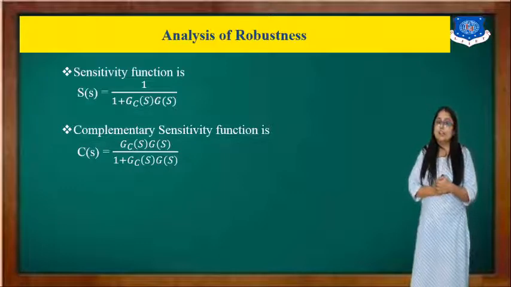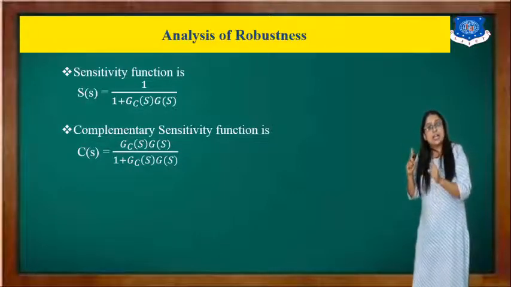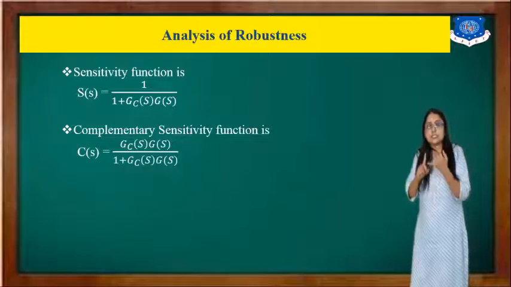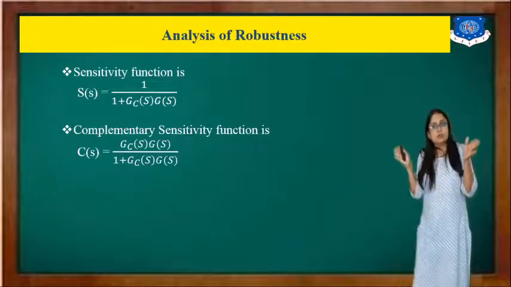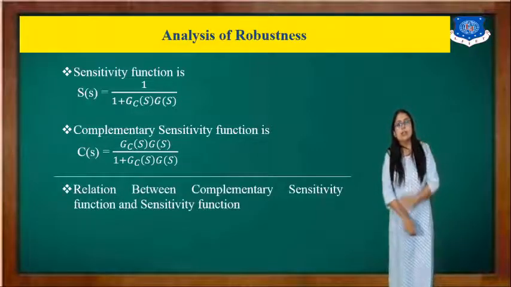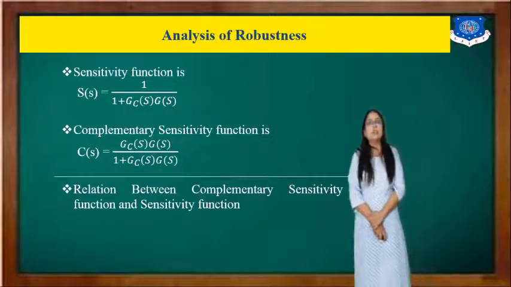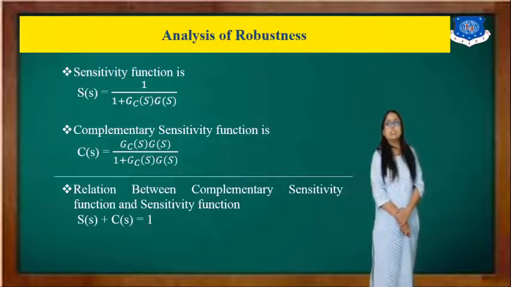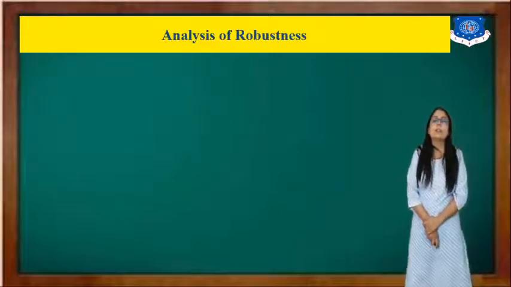Because C of s plus S of s equals 1, that is, sensitivity plus complementary sensitivity. If you add these two terms, you always get the answer 1. Right? As we said, the relation between the complementary sensitivity and the sensitivity function is S of s plus C of s equal to 1.